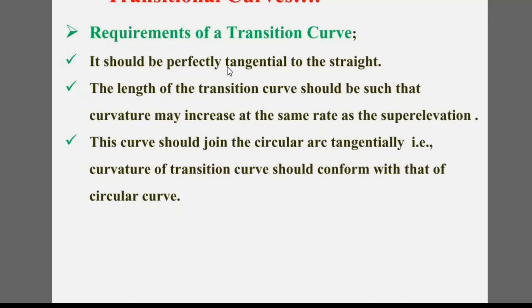This curve should join the circular arc tangentially, that is, curvature of transition curve should converge with that of the circular curve that we have seen. It should be tangent to the circular curve. See, this is the straight path, this is the circular curve. It should be tangent to this circular curve.